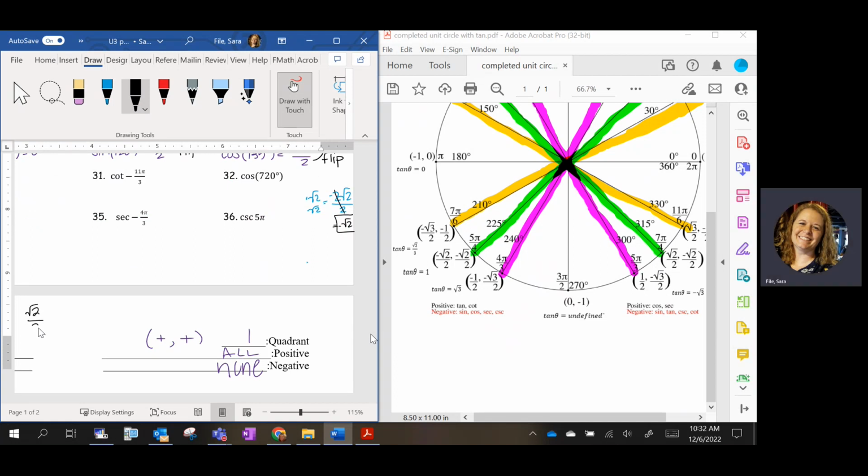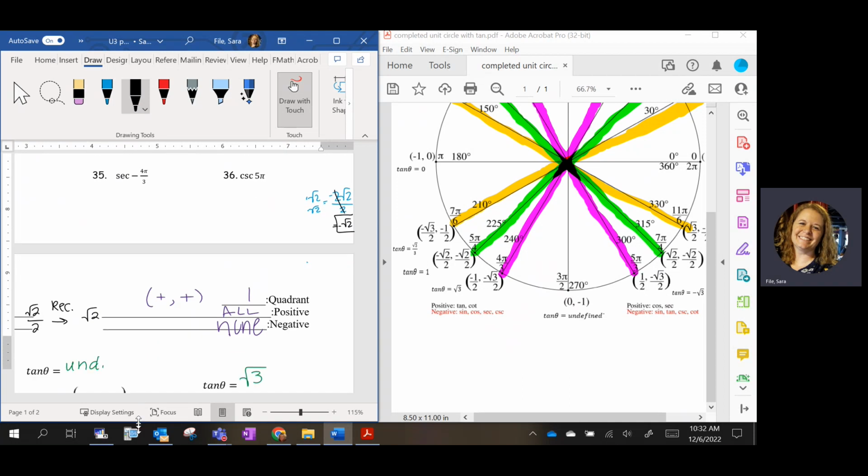Root 2 over 2. The reciprocal is just root 2. We could make a whole little refresher list here.